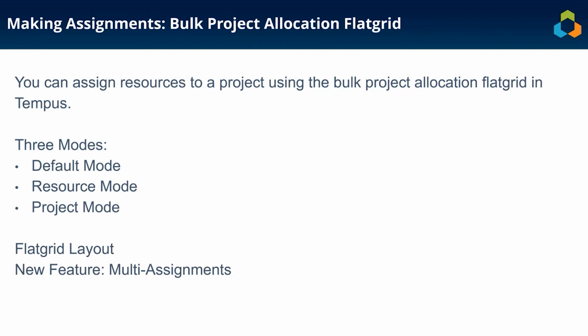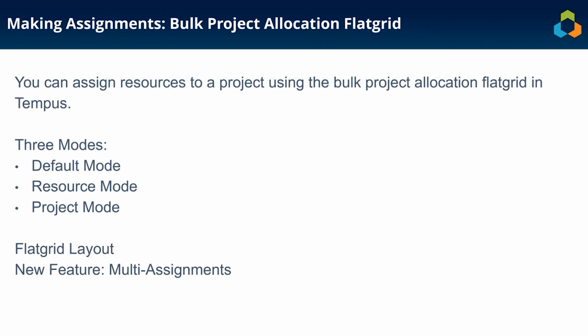In this video, we'll look at making assignments using the bulk project allocation flat grid. This is one of two areas within the Tempus UI that we're able to view existing, edit, or create new assignments. The other area is the single project allocation grid, and that's covered in its own separate video. So just a quick note on that.